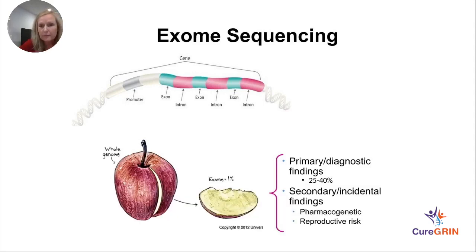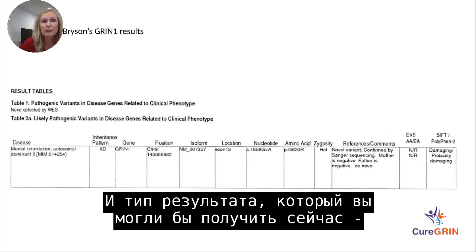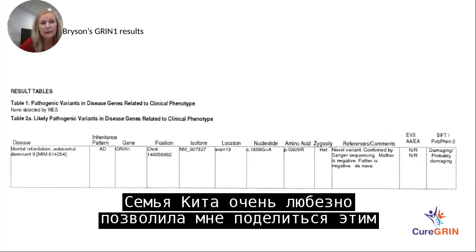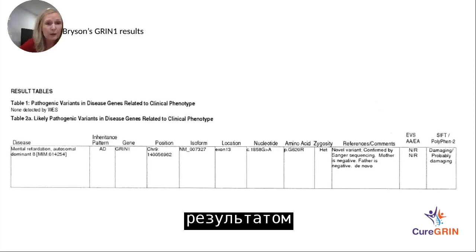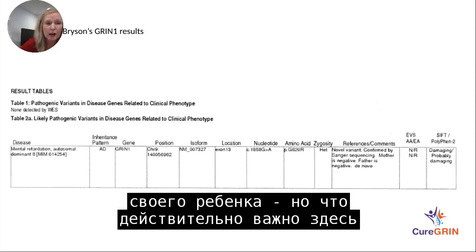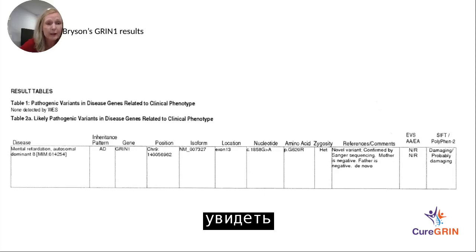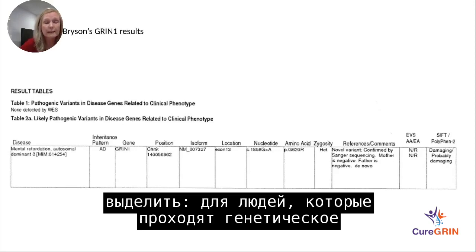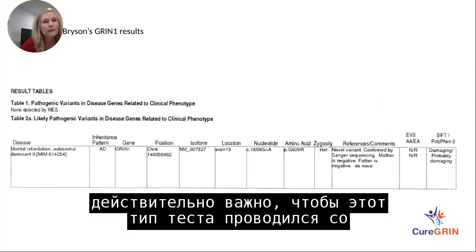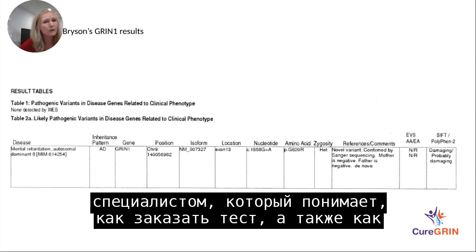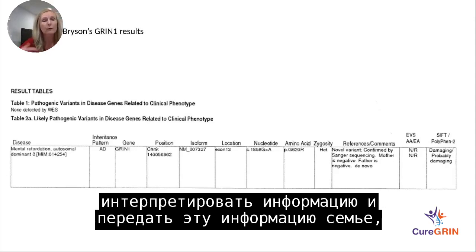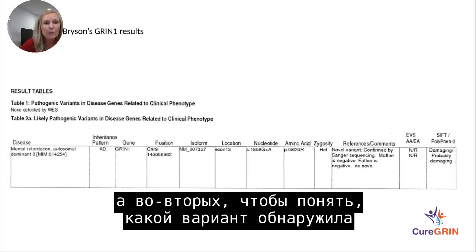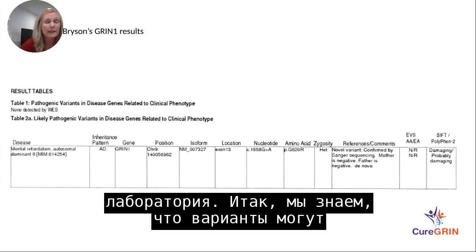And the type of result that you might get, now Keith's family very kindly allowed me to share this result of their child. But what I want to highlight for people who are going through genetic testing, first of all, it's really important that this type of test is done with a specialist who understands how to order the test and also how to interpret the information and relay that information back to the family. But secondly, to understand what type of variant the lab has found.